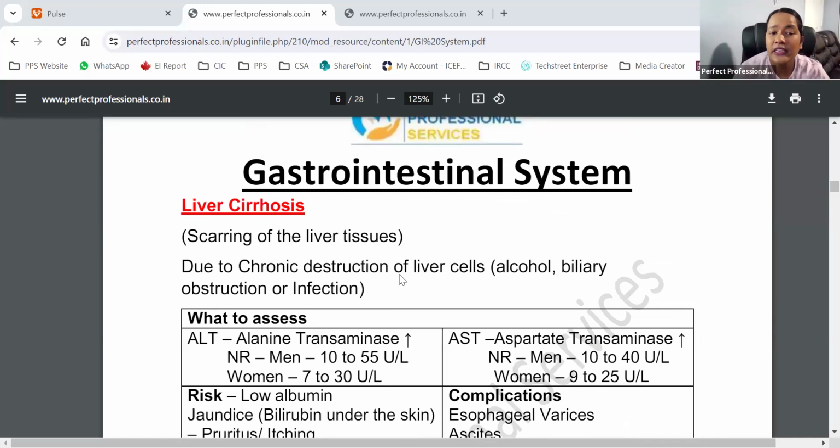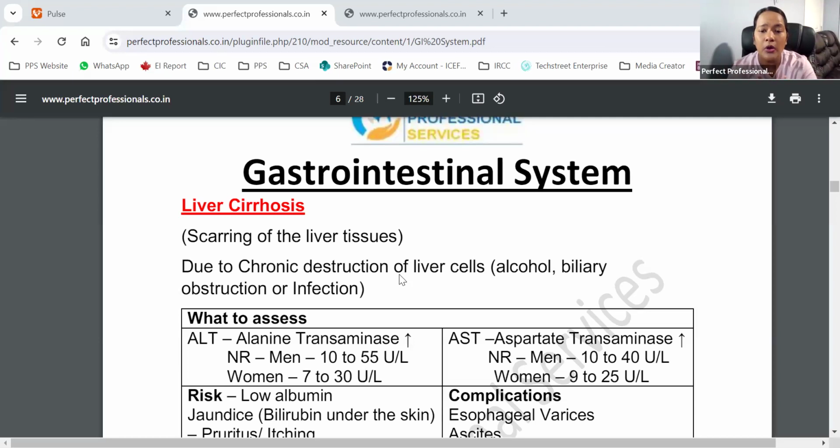And now next is liver cirrhosis. What is happening with liver cirrhosis? There is scarring of the tissues occurring in the liver. The liver tissues get scarred. Why are the scars coming? Because of chronic destruction of the liver cells.